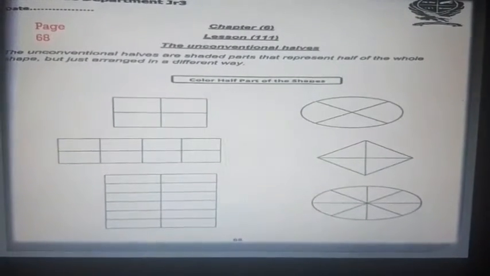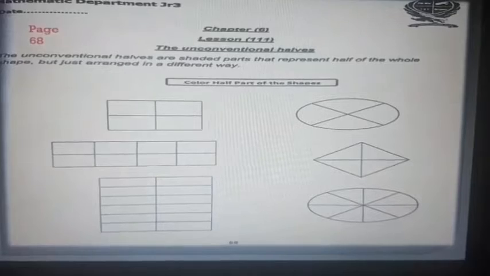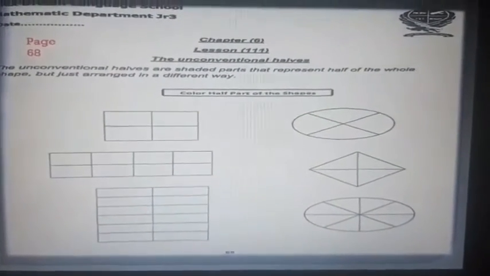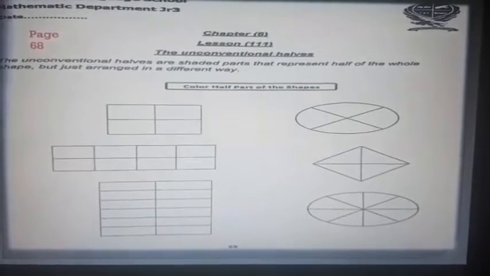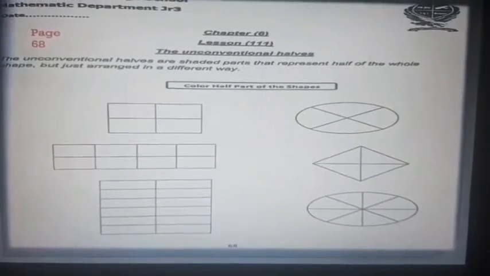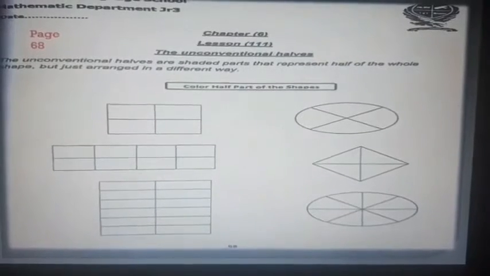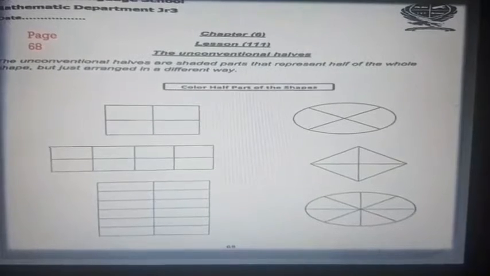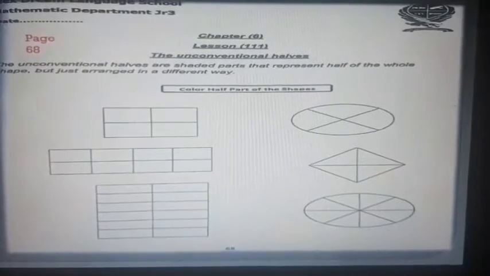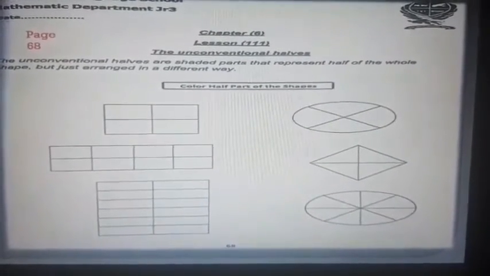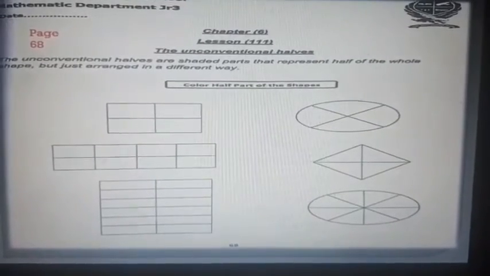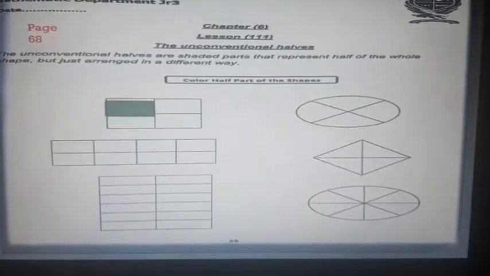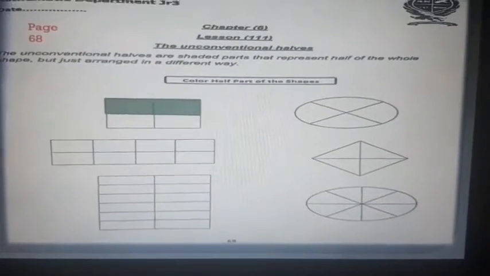How to get this? Number one, we count how many parts you have, the total parts, okay? In the first, I have 1, 2, 3, 4. 4 parts, okay? What is the half of 4? Yes, I will make divided here. 4 divided 2. It will be, yes, 2. So I will color the 2 parts to represent half of this shape.